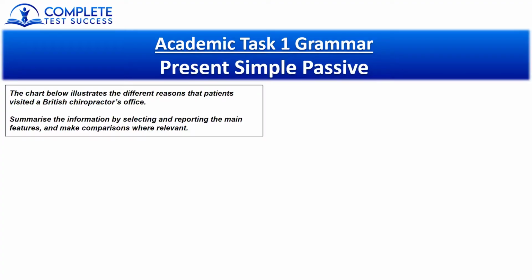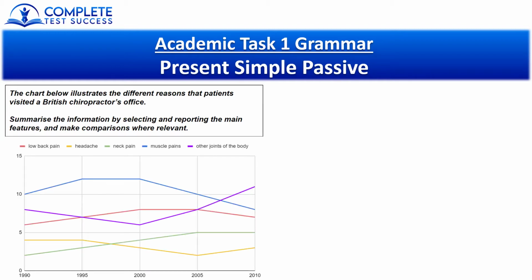We're going to look at another example where we use present simple passive, but this chart is from the past. This time, the description at the top of the question says, the chart below illustrates the different reasons that patients visited a British chiropractor's office. Here, you'll notice the word visited is in the past form, so this is how we know the data is about the past. And of course, at the bottom of the question, we can also see the years are in the past as well.